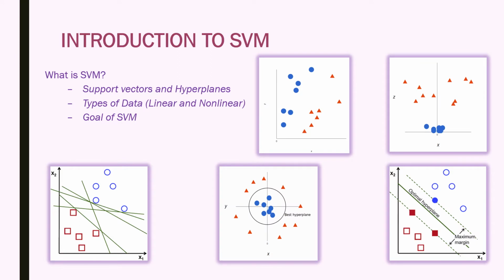Let's jump on to the introduction to SVM. What is SVM? Support vector machine is a simple algorithm in machine learning. Support vector machine, abbreviated as SVM, can be used for both regression and classification tasks. However, in this video today, we will be covering only the classification problem.